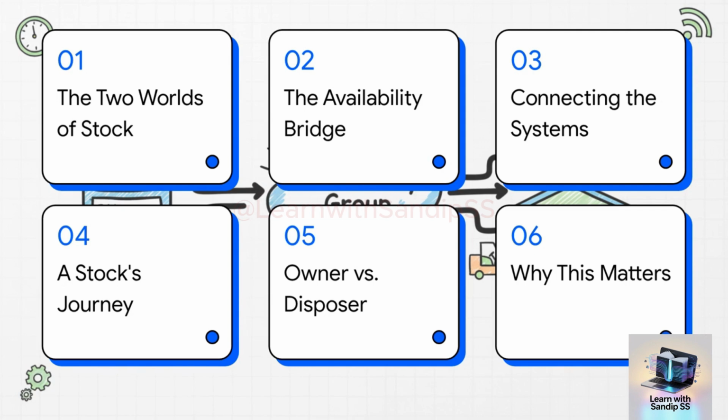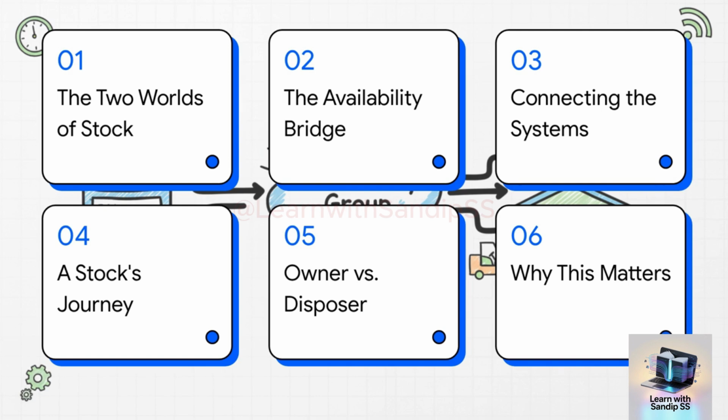So here's our game plan. First, we're going to look at the two different worlds of stock. Then we'll meet the bridge, the availability group itself, that connects them. We'll see how the systems are connected, and then we'll follow a pallet on its journey. We'll even figure out who's really in charge of the stock. And finally, the big one: why any of this actually matters for running a smarter warehouse.